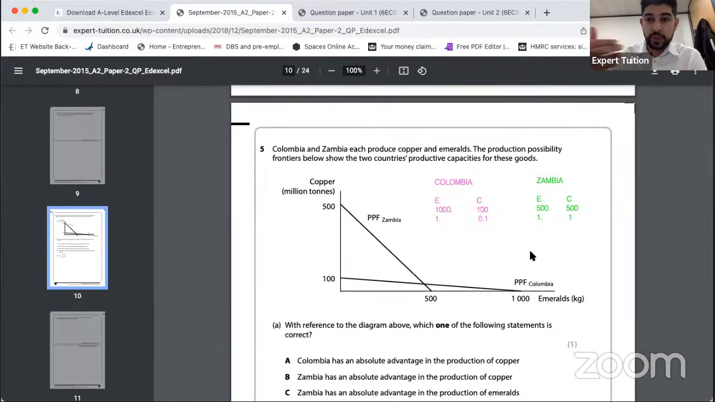Who has a lower opportunity cost when it comes to producing emeralds? Very clearly, Colombia. Therefore, Colombia has a comparative advantage. To get the 4 marks, all you have to do is this. You show this maths, and then underneath it, you would write the following to be super safe. You say, Colombia has a comparative advantage in the production of emeralds, as for every 1 kilogram of emeralds they produce, they sacrifice or they give up 0.1 million tons of copper, whereas for every 1 kilogram of emeralds that Zambia produce, they give up 1 million tons of copper. 4 out of 4, easy peasy.